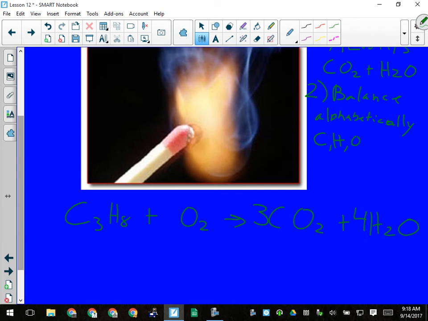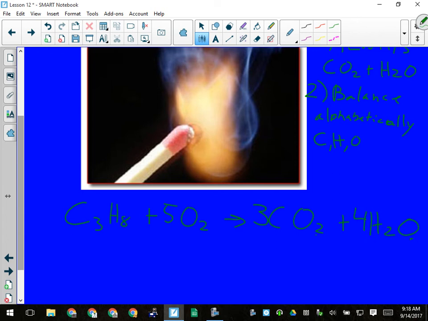Oxygen is in 2 places, which makes it harder to balance. So 3 times 2 is how many? 6, plus how many more? 4. 6 plus 4 is 10. Over here, what do I need to put in front of O2 to make 10? 5. And we're done. We've balanced it. That's how balancing works.